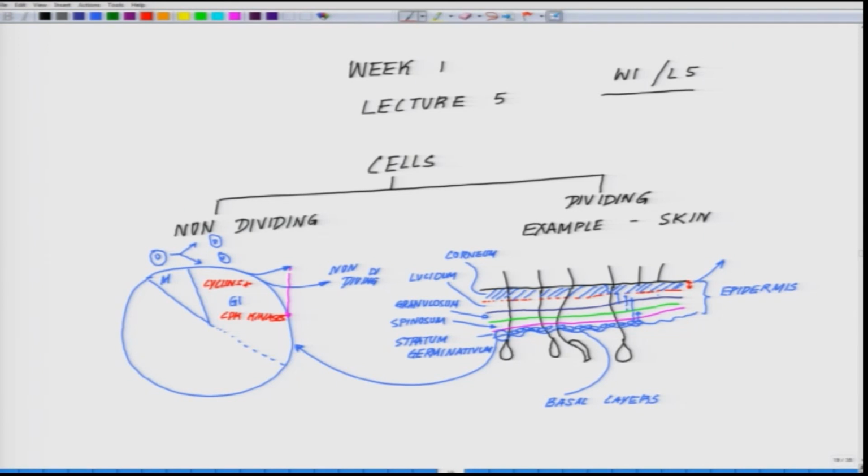Then comes a phase called the S phase, if they decide to go further. This is the S phase where DNA synthesis happens, followed by a G2 phase where they again have a choice, and there are a lot of checkpoints here. So a cell essentially goes through this cycle.